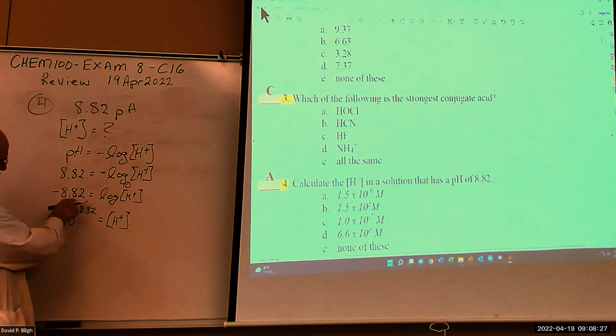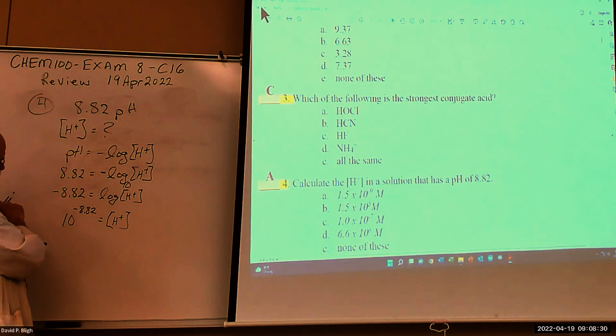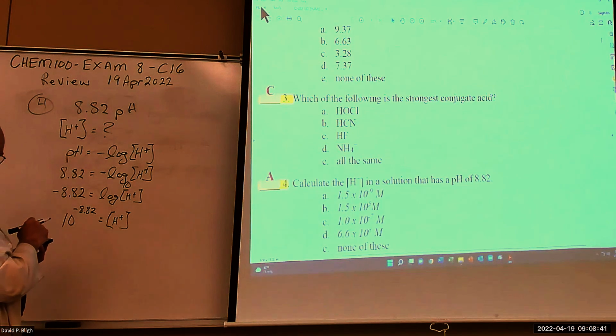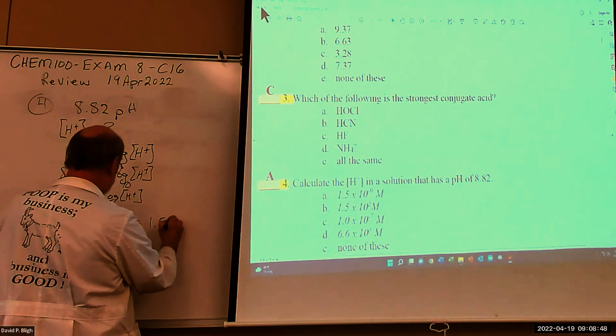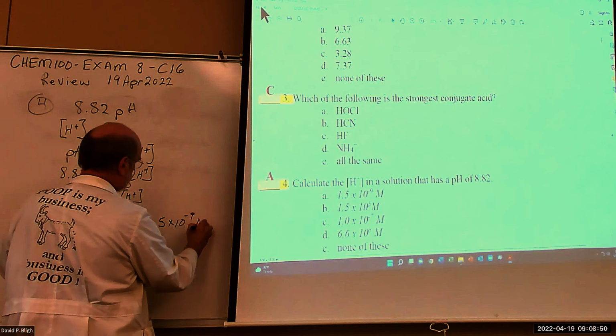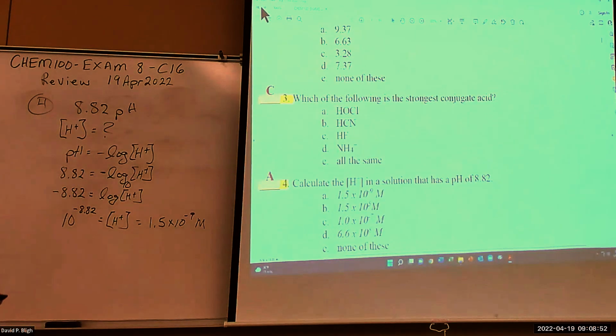And since we have 2 decimal places, that means we need 2 significant figures in the answer. So this one would be 1.5 times 10 to the minus 9 molar. There it is. Okay?